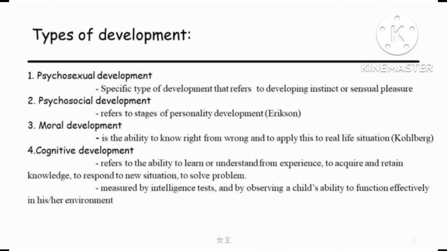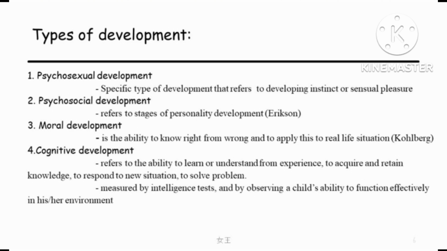Types of development. First is the psychosexual development. What is psychosexual development? It is a specific type of development that refers to developing instinct of sensual pleasure. Freud's psychosexual theory states five stages of human development: the oral, anal, phallic, latency, and genital. These psychosexual stages capture the main growth points of a person from infancy to adulthood and focus on different facets of wants, needs, and desires.